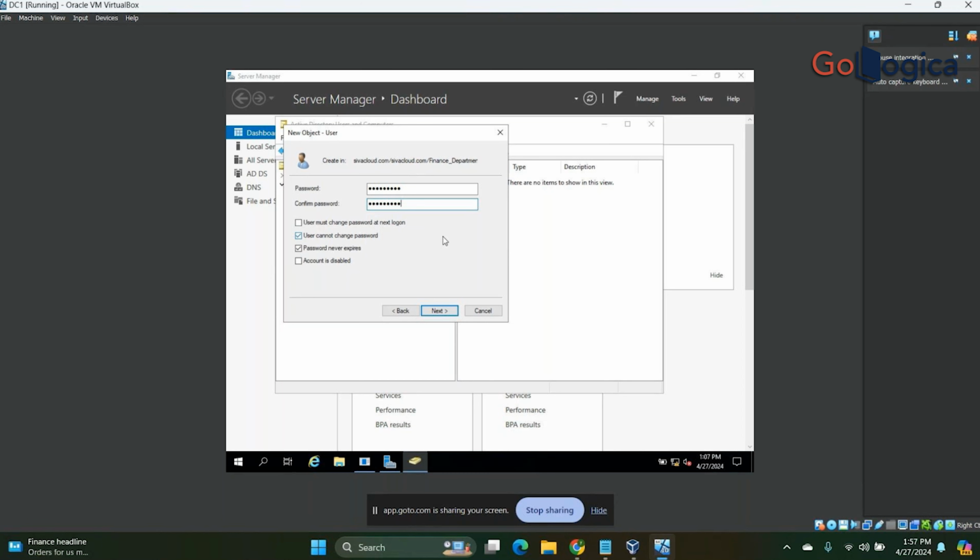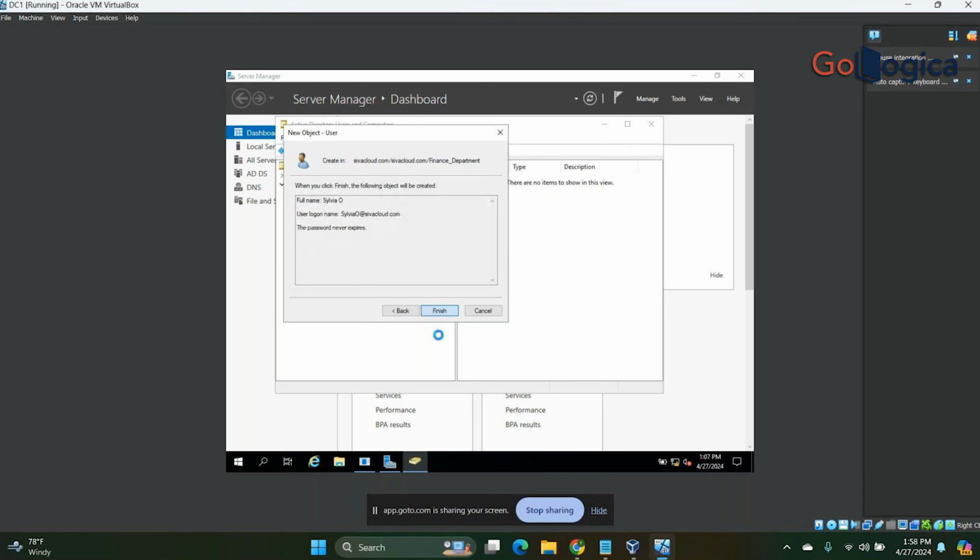Okay. So in that case, I will not have to choose "user cannot change password". Right now there is no such user in this scenario. But in a real time scenario, if the users come up, then uncheck that. Okay, so then I click on next, finish. Yes. Now you know how to create the user.